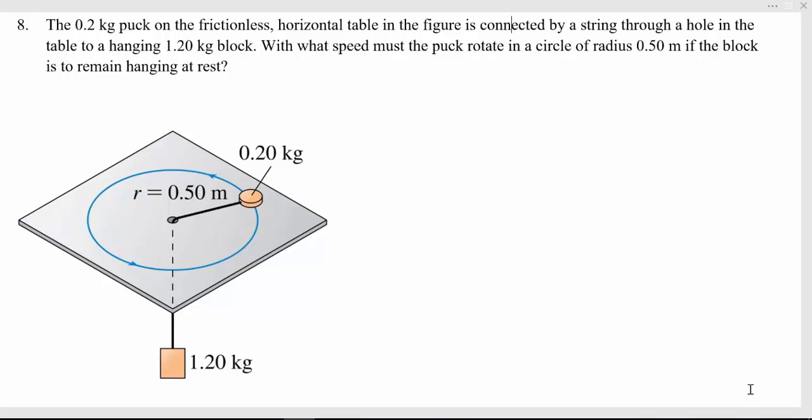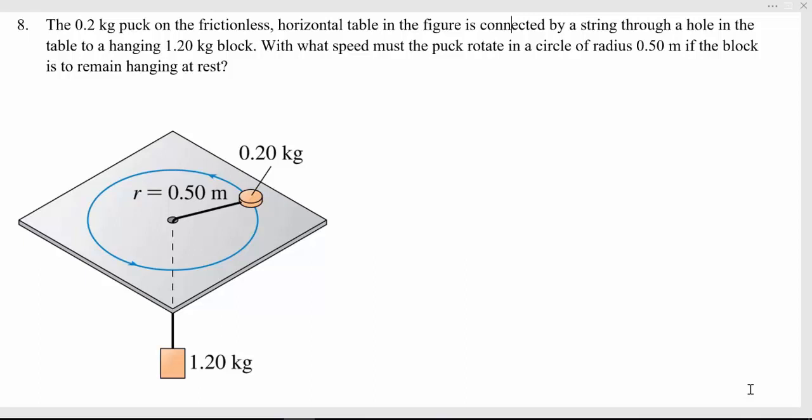radius half a meter, and what we need to do is determine what must be the speed of this object going around in the circle so that the tension in the string, which we're going to assume to be constant throughout the string, is sufficient to support the weight of the 1.2 kilogram block. Okay, so let's start this problem by drawing free body diagrams of each object.